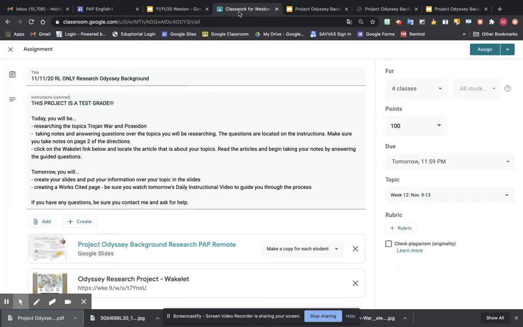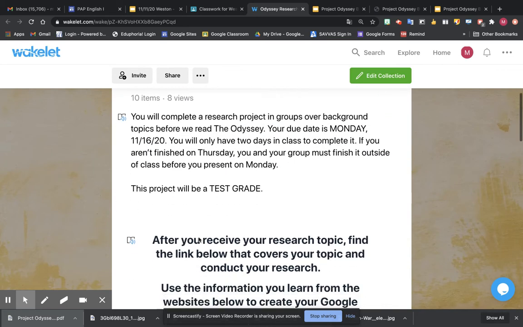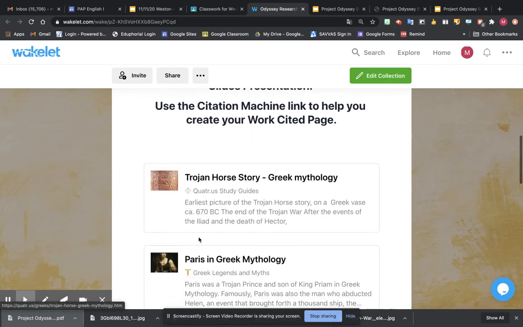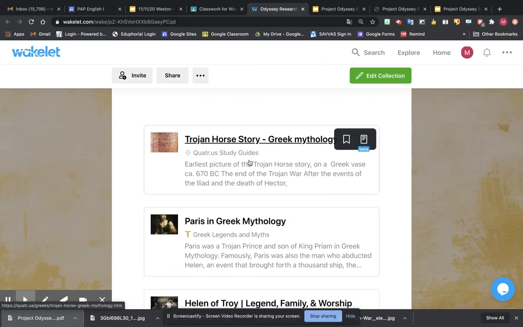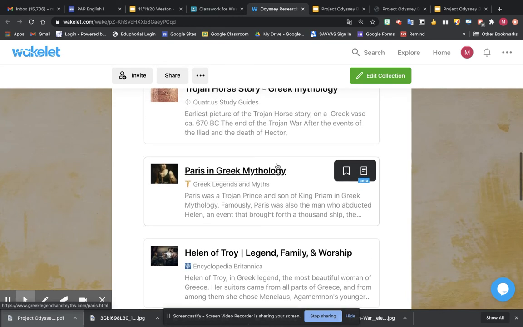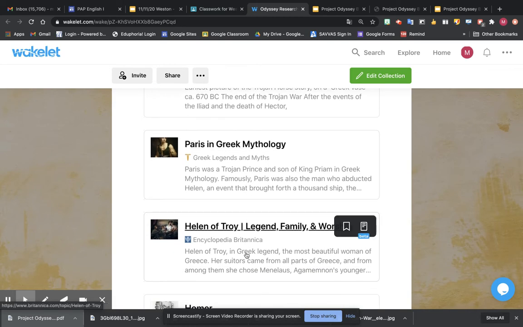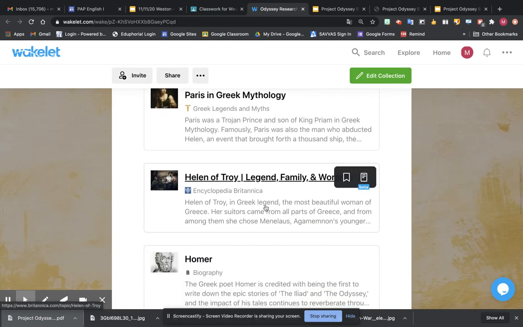So here's the Wakelet. When you get here, you'll go down to the Trojan Horse story. That's part of what you'll need to read. It talks about the Trojan War. So the first three here are going to be covering the Trojan War. Here's about the Trojan Horse, this is about Paris, and this is about Helen. So that will get you started there.